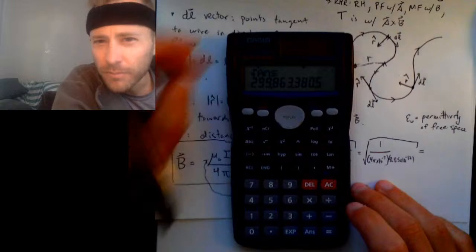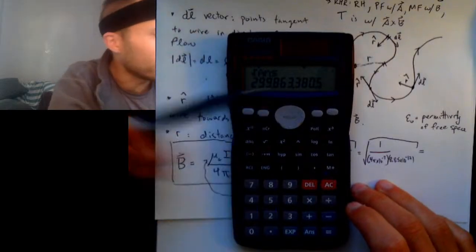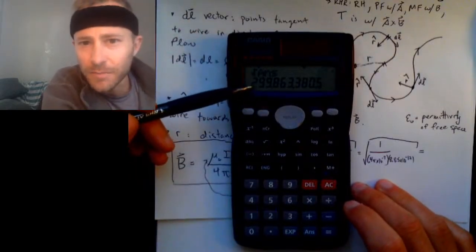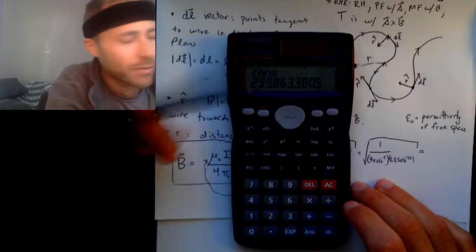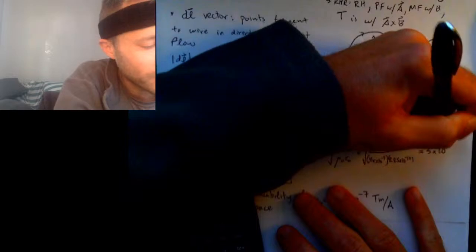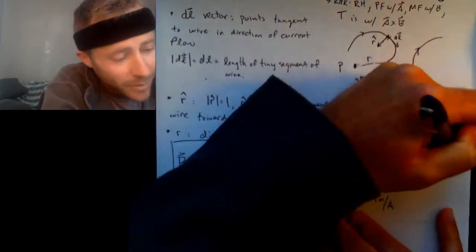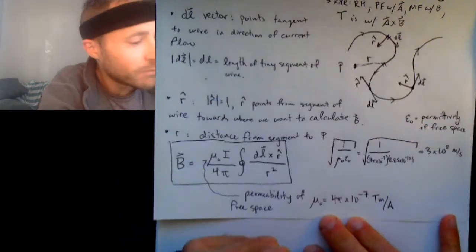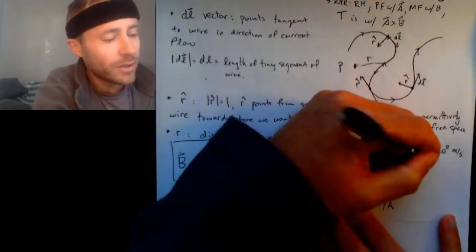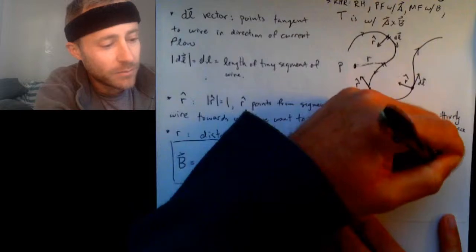And I get, let's see, this is like 2.99 times 10 to the 8th. That's about 3 times 10 to the 8th. And if you worked out the units, that would be meters per second. And this is the speed of light.